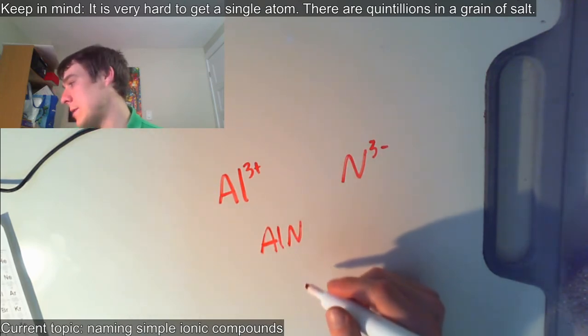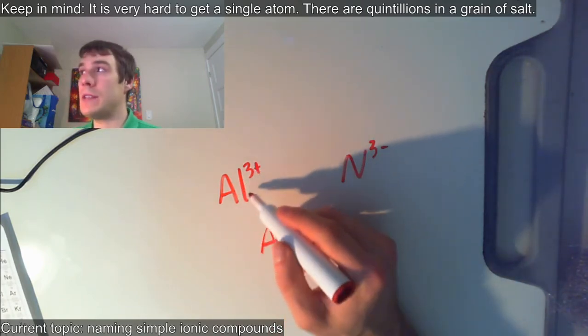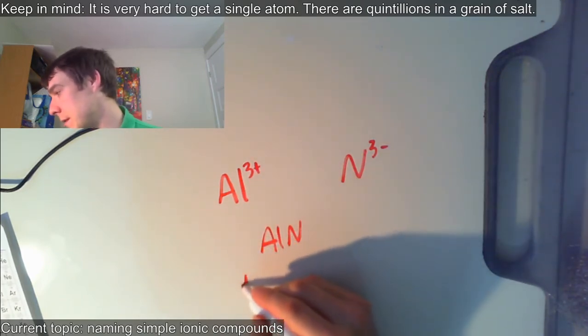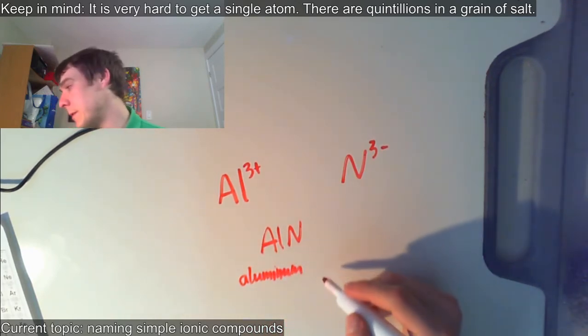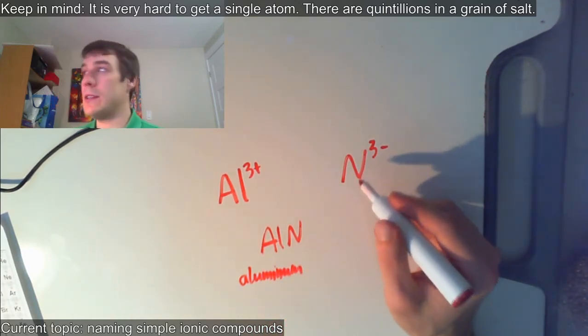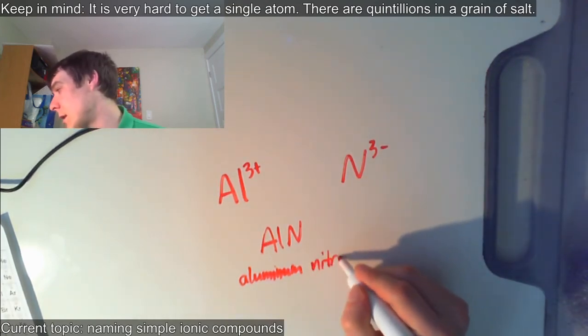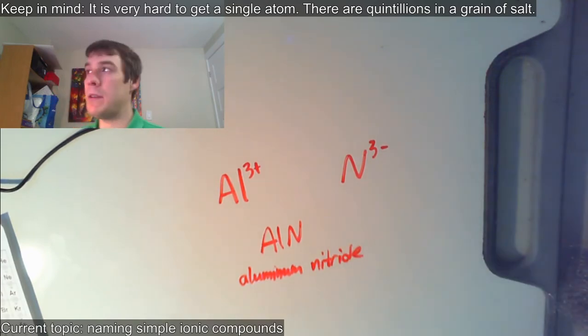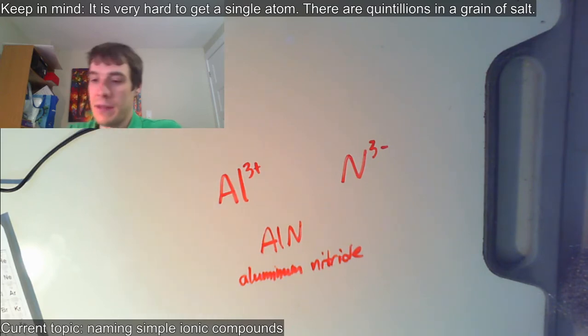1 aluminum, 1 nitrogen. What do we call it? What do we name it? Well, aluminum as an ion is just called aluminum ion. Aluminum. Or aluminium, if you prefer. And nitrogen as an ion is called nitride. Remember, nitride. And the amount of people that try to tell me that this is aluminum nitrate is way too high. So that's aluminum nitride. That's simple naming of ionic compounds.